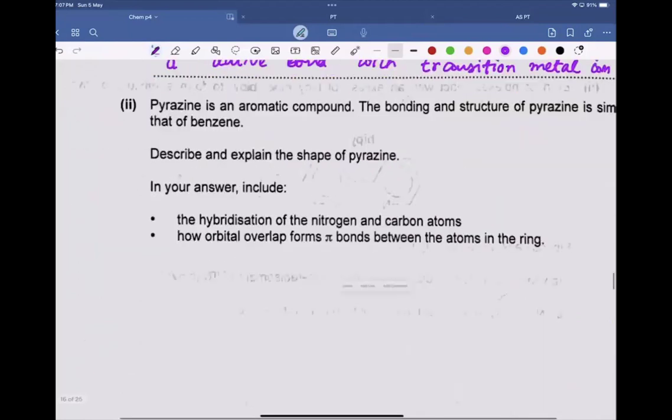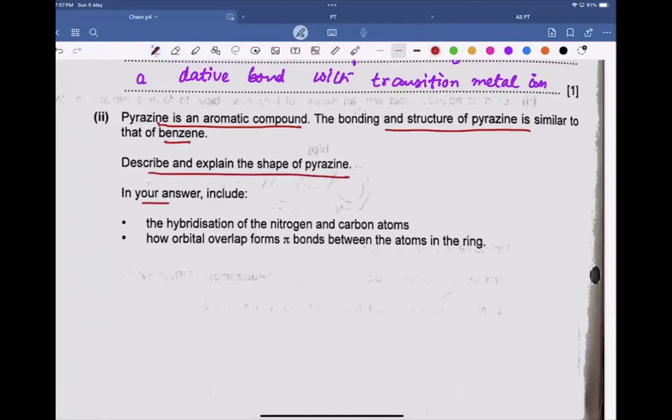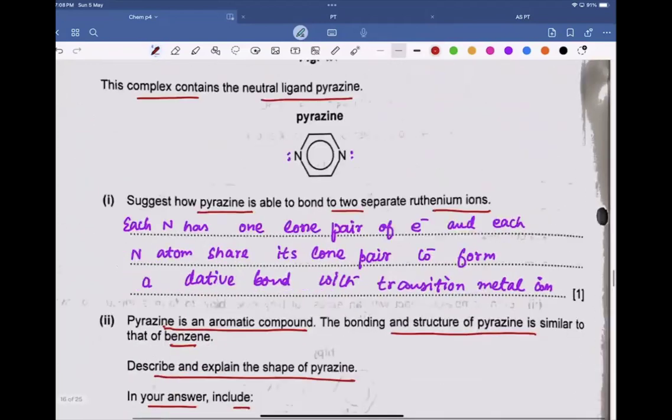Okay. Now part 2. Pyrazine is an aromatic compound. The bonding and the structure of pyrazine is similar to that of benzene. Describe and explain the shape of pyrazine. In your answer include the hybridization of nitrogen and carbon atoms. The orbital overlaps form sigma bonds and pi bonds between the atoms in the ring. So it's very easy. See, if you see, there is a pi system.